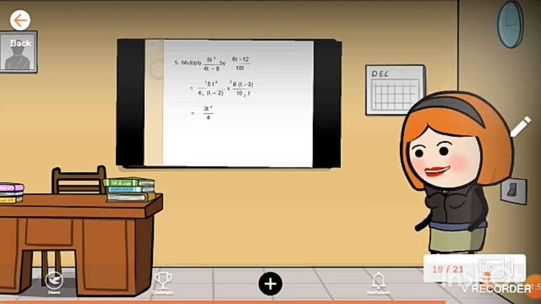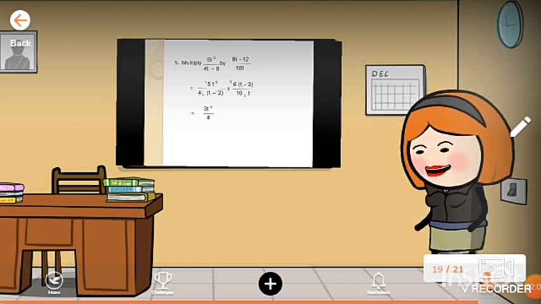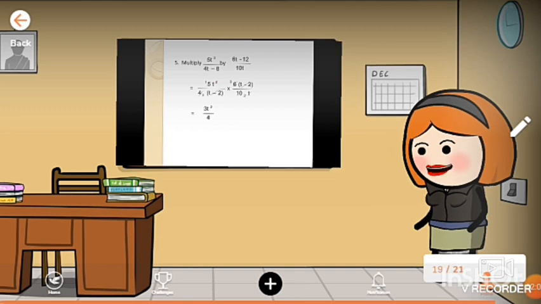And now see the variables. In the numerator we have t cube and in the denominator we have t. Now t cube is greater, it has the greater degree, so we can cancel t from t cube. After cancelling, the remaining will be t square. The final result is t square by 4. So the lowest expression is 3t square by 4.